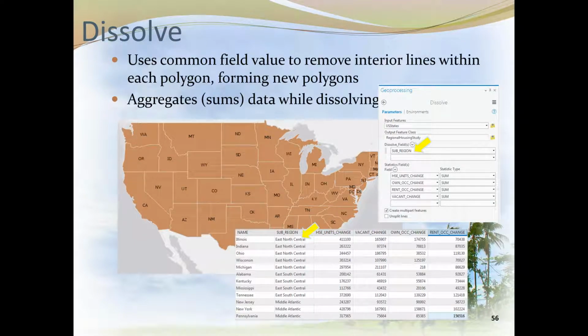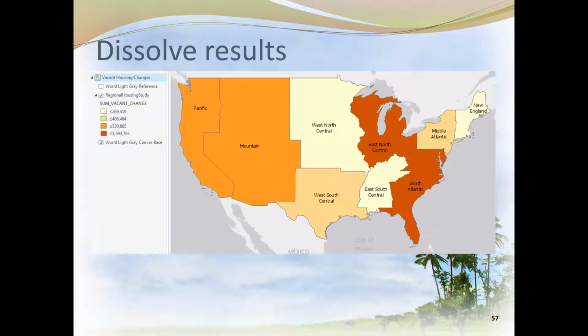Here we have North East, North Central, or Mid-Atlantic. They share the same field, and we dissolve to combine some of the states all together, and you just have one field, so you do not have a state name anymore. You just have a subregion, and it will sum up everything for you. That's the dissolve result. For Pacific, you add everything together. Mid-Atlantic, you add everything together. South Atlantic, you add everything together.